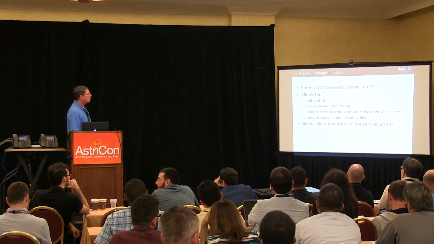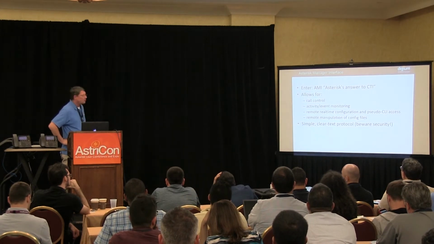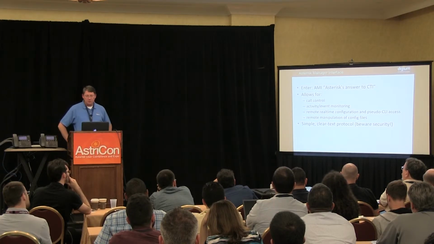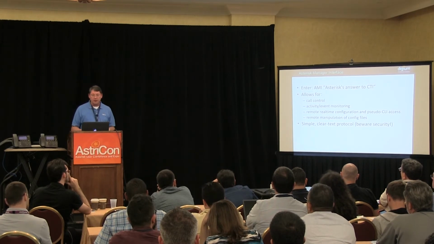Okay, so now we're to the second of the three APIs, the Asterisk Manager Interface. The AMI is Asterisk's answer to call telephony integration. It allows you to control calls, monitor events and activity within Asterisk, remote real-time configuration, and a pseudo kind of CLI access. And you can remotely manipulate the config files as well. It's a pretty simple interface, and it uses clear text to send stuff across, so beware.